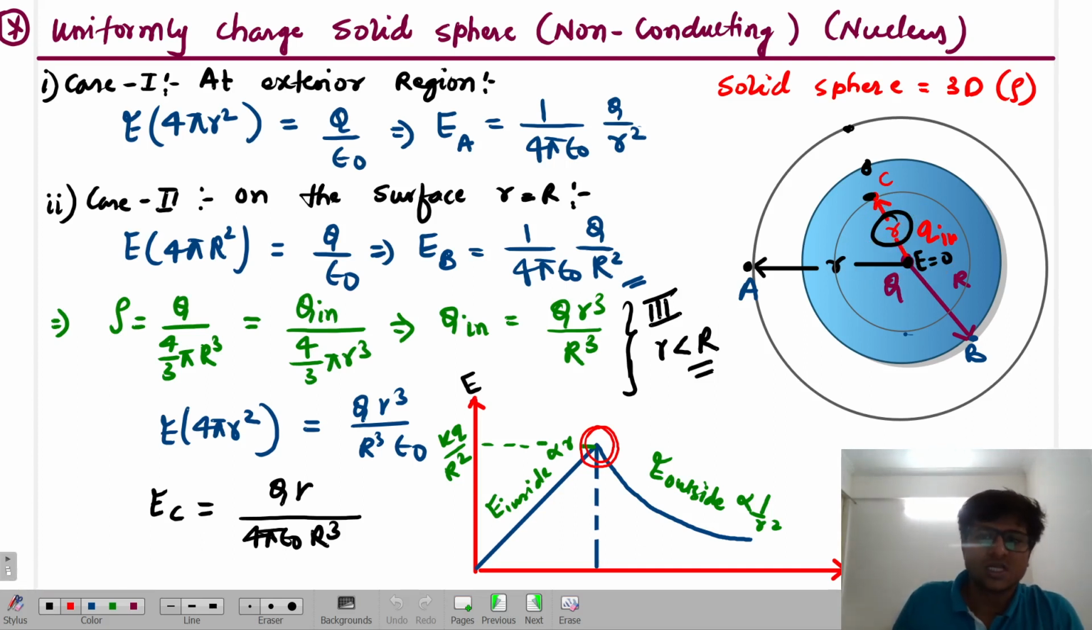In some questions, specifically in HC Verma from question number 40 to 45, you will see that they have given questions where the density is varying. So you need to definitely calculate the charges inside these smaller spheres and then do all the calculation. Okay, do my points make sense?